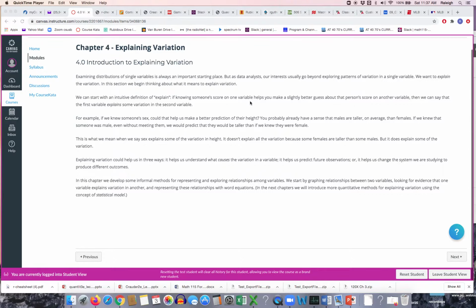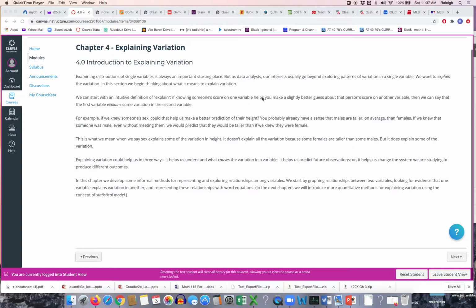Meanwhile, we're going to look at the first part of chapter 4. They've said that the goal is to get to chapter 8. So I'm going to be doing, I guess, about 3 sections per day, per lecture, to get close to that goal. Chapter 4 starts off with explaining variation, an introduction to explaining variation.